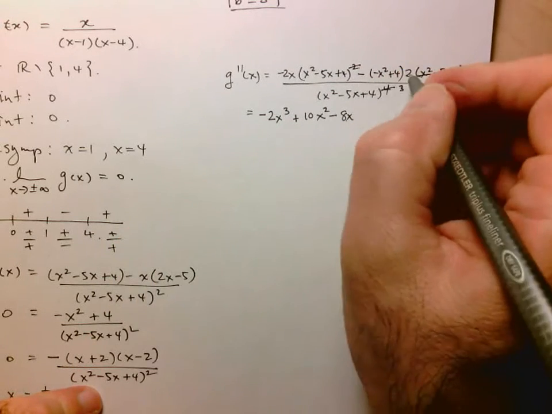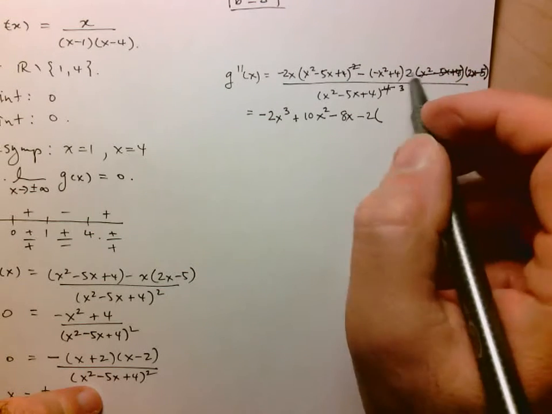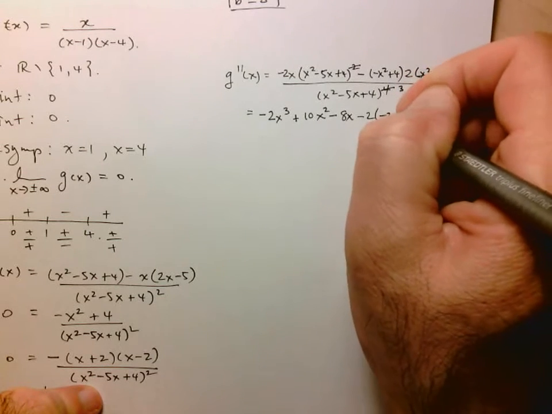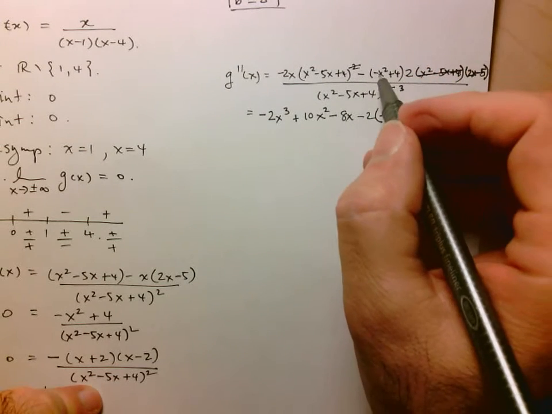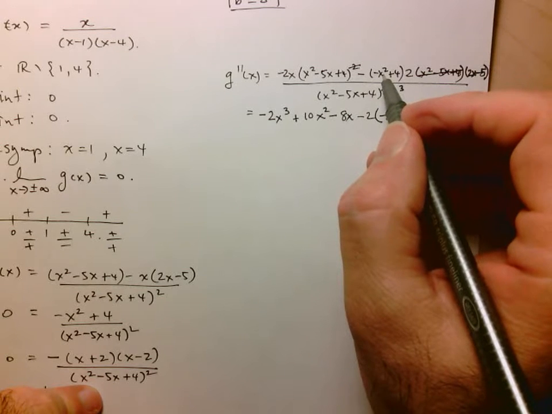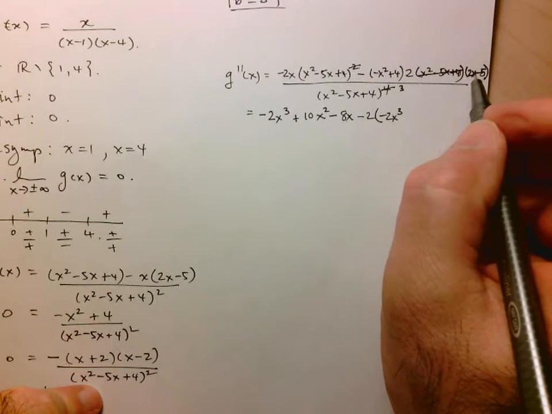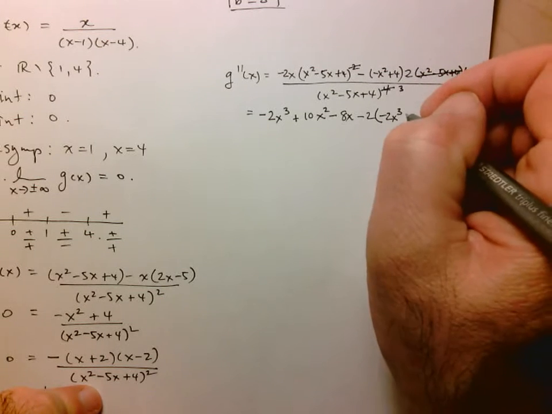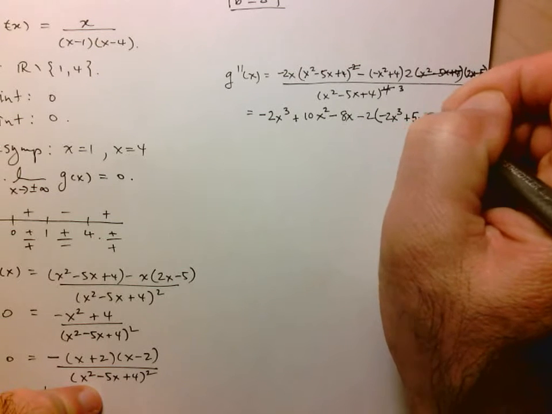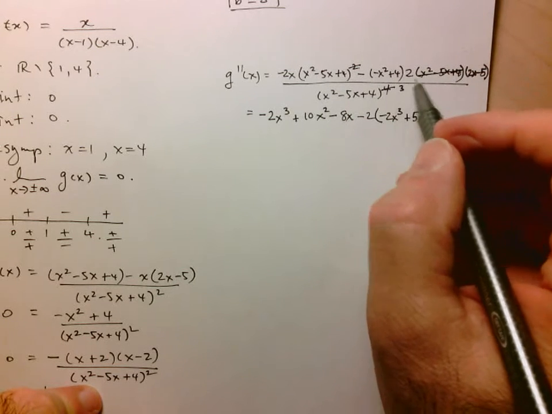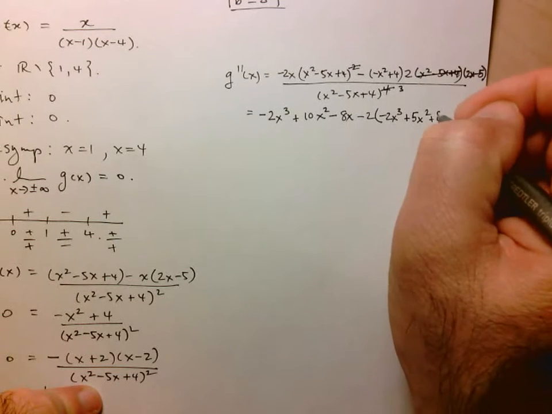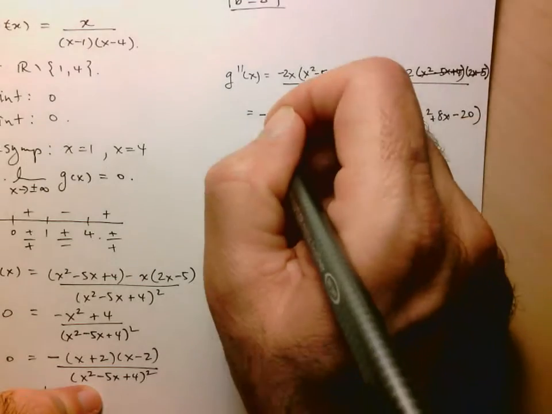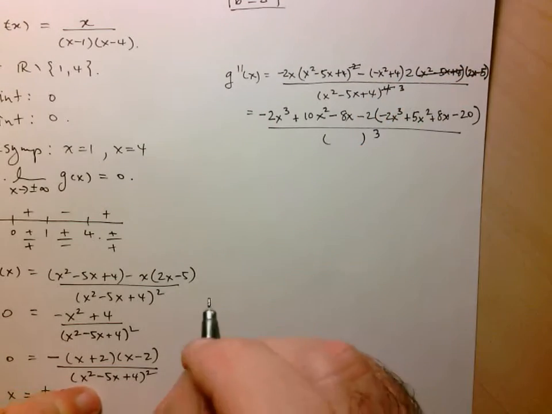And now I've got the minus 2. Okay, and I have to now multiply these two binomials. So negative x squared times 2x, negative 2x cubed. Negative x squared times negative 5, so that's plus 5x squared. Okay, and so now we've got 4 times 2x, so plus 8x. And 4 times negative 5 is minus 20, all over this thing cubed.